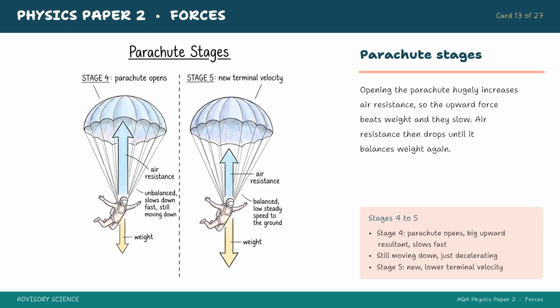The skydiver landing. When the skydiver finally hits the grass at the end of stage 5, their boots push downwards on the ground. At the exact same microsecond, the ground pushes upwards on the boots with an equal force.